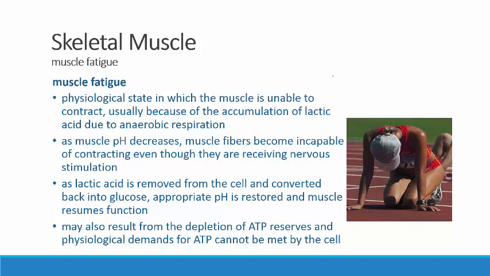So the lowering of the pH, as the muscle cell moves away from homeostasis around pH, is one cause of muscle fatigue. But it can also occur as the result of the depletion of ATP reserves in the cell. As the cell becomes less and less able to meet its ATP requirements, then the muscle can also go into fatigue, and contractions become challenged. It becomes difficult to produce a good contraction because there isn't sufficient ATP to do so.